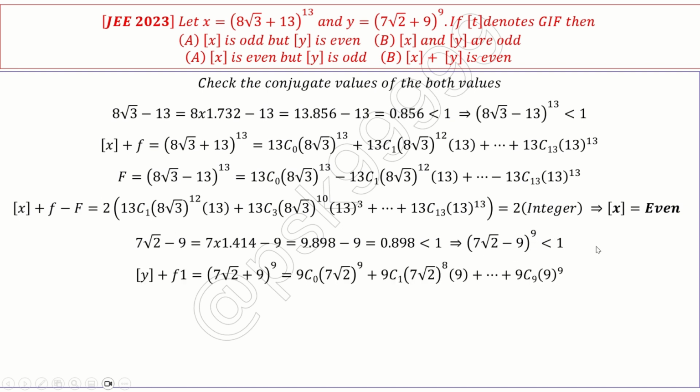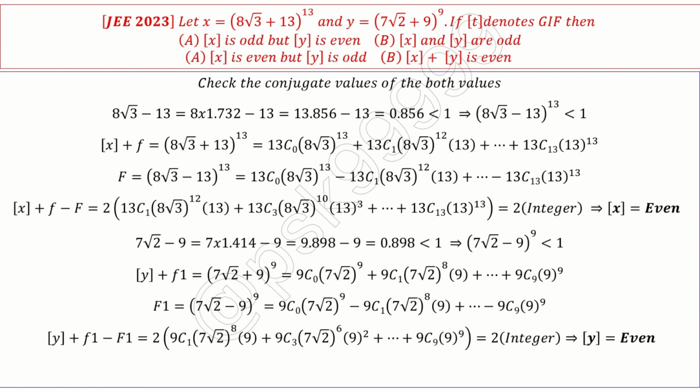Exactly the same thing I will run here. The greatest integer of y plus f1 is this expansion here, and capital F1 is this expansion here of the conjugate. Okay, subtract both of them. The greatest integer of y plus f1 minus f1 is equal to 2 times this expansion, and here every term will be an integer, because to the power of an even number, every term is an integer, so it is 2 times integers. So the greatest integer of y is an even number.